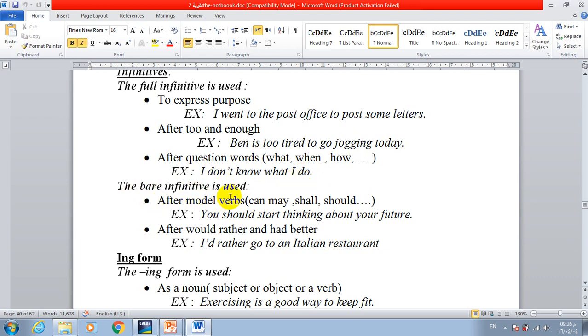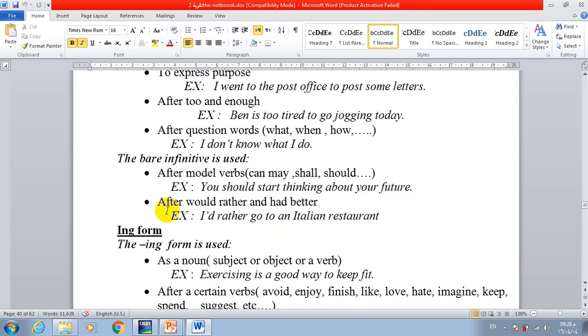The bare infinitive is used. We first talked about the full infinitive, like you see in the examples, and now we are going to explain the bare infinitive. It is used after modal verbs like can, may, shall, should, must. Like the example, you should start thinking about your future. Here we put the infinitive start after the modal verb should.